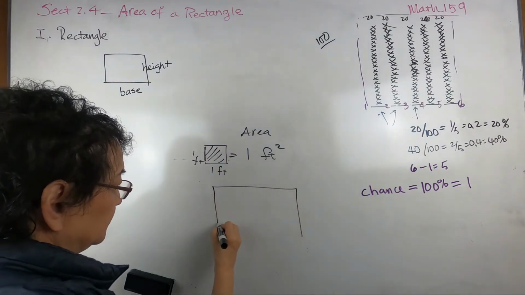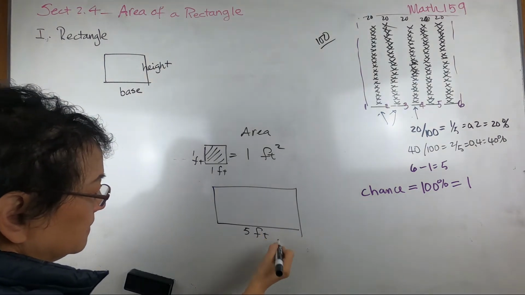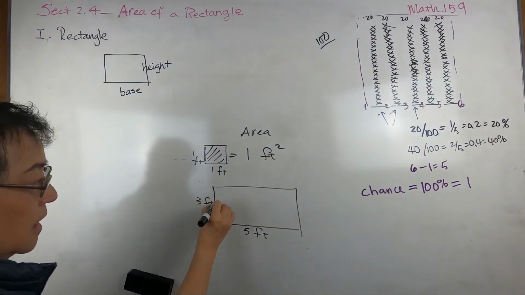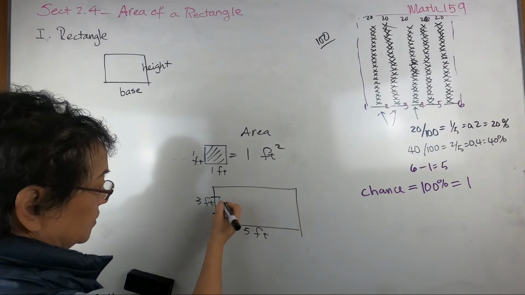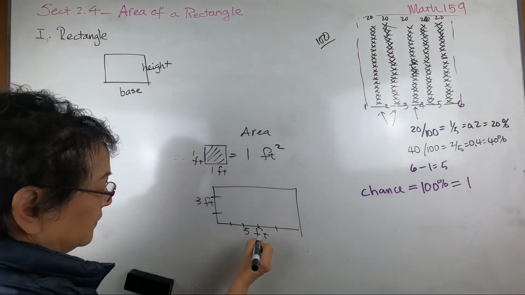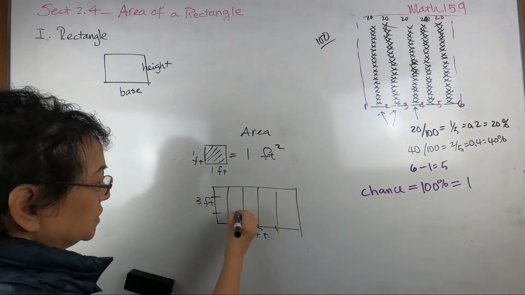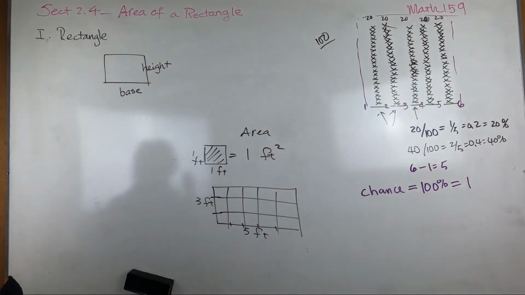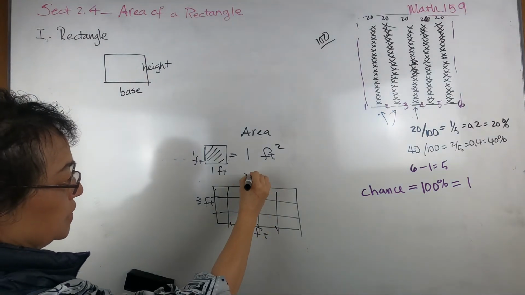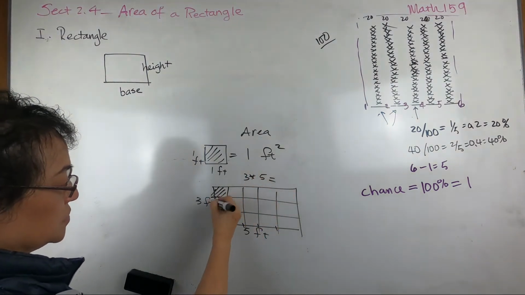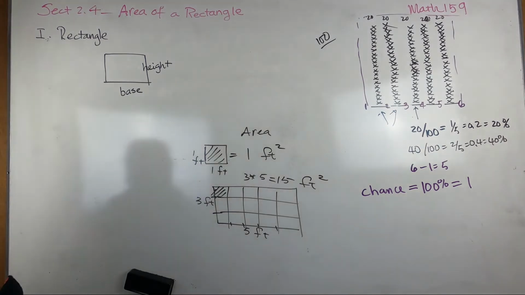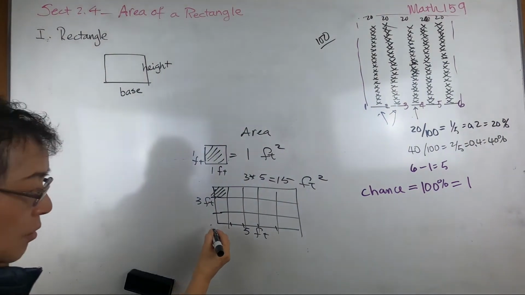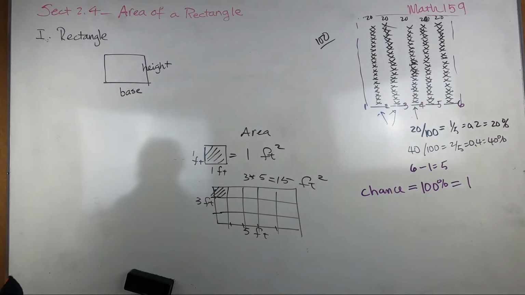If you have a table, say here is 5 feet, here is 3 feet. How do we describe how big the area is? 3 feet, you have 3 of them, 2, 3, 4, 5, right? So how many squares do you have? 3 here, 5 here. What do you do? 3 times 5 will be what? How many squares do you have? 15 of them. So we say 15 square feet. So it would be base times height.